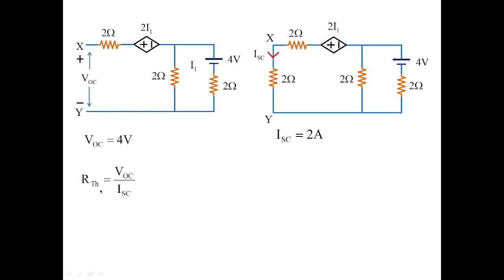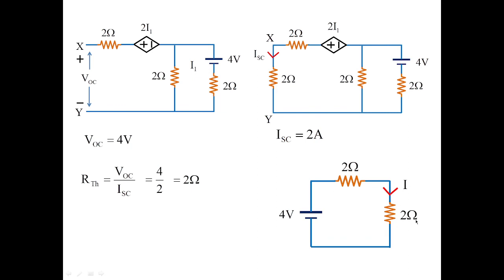So we have calculated the open circuit voltage and the short circuit current, and now we find R Thevenin, which is equal to open circuit voltage by short circuit current. That is 4 by 2, which is equal to 2 ohms. This is how we calculate the Thevenin's resistance. Once it is calculated, connect the load which you removed to the Thevenin's equivalent circuit. This Thevenin's equivalent circuit has 4 volts in series with 2 ohms. I have connected the load of 2 ohms across it, and the value of current is equal to 1 ampere.